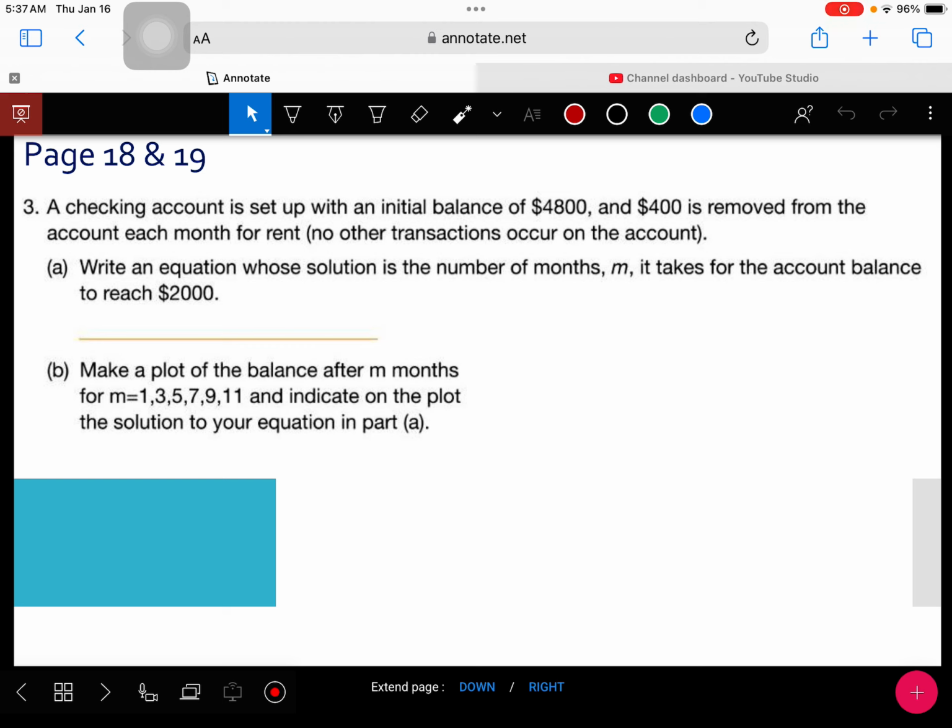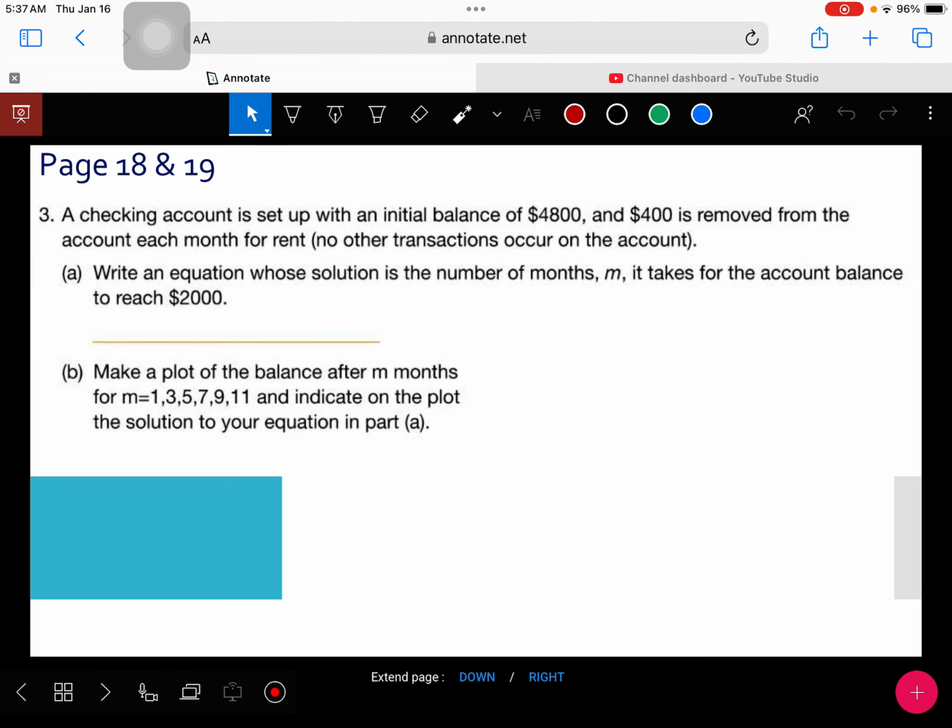All right, so we are looking at pages 18 and 19 within your workbook. If you read page 18, we did 1 and 2 yesterday, or hopefully you did 1 and 2 yesterday. We are on the bottom of page 18 with problem number 3. And here is the problem.